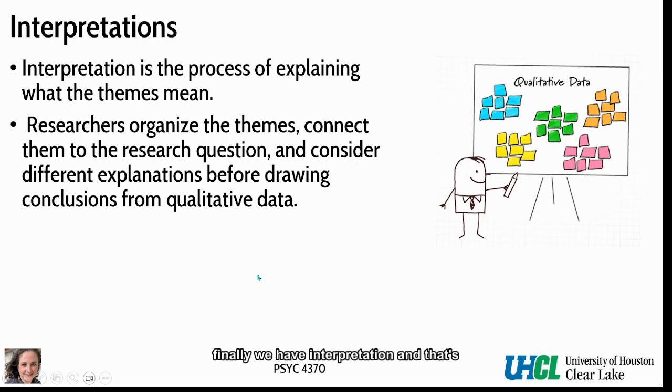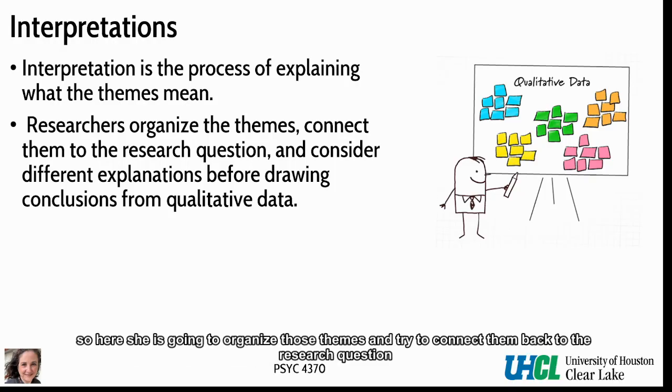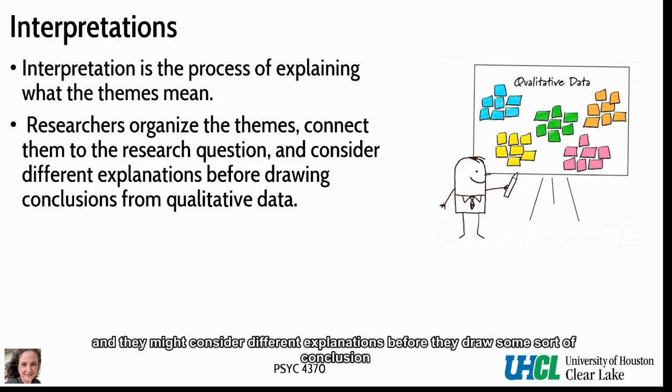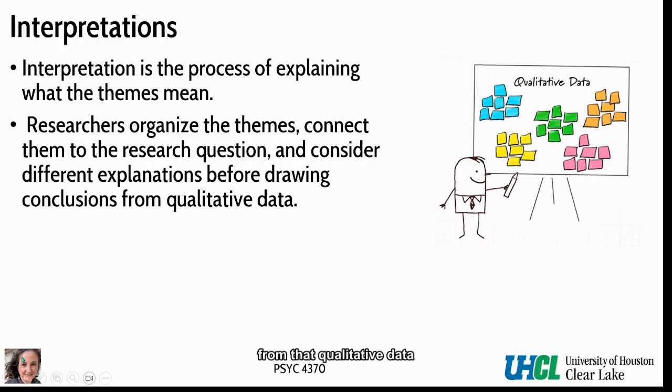Finally, we have interpretation, and that's the process where those themes are explained by the researcher. So he or she is going to organize those themes and try to connect them back to the research question. And they might consider different explanations before they draw some sort of conclusion from that qualitative data.